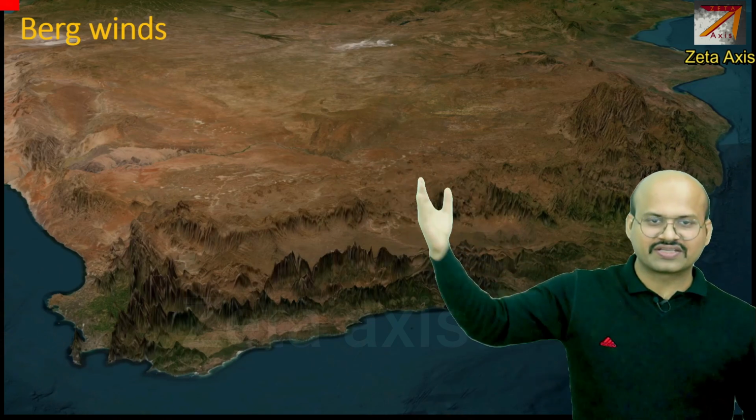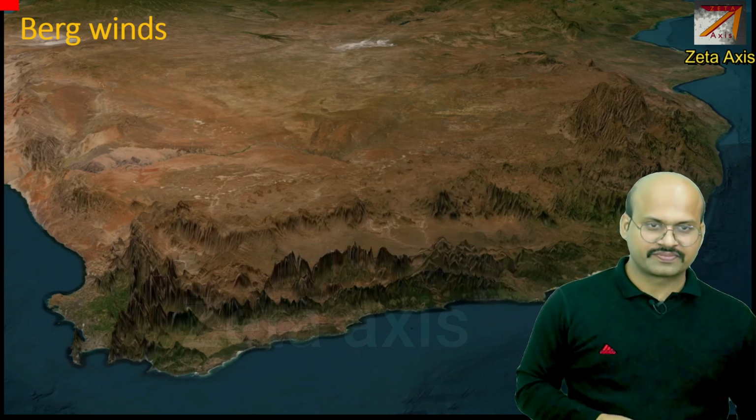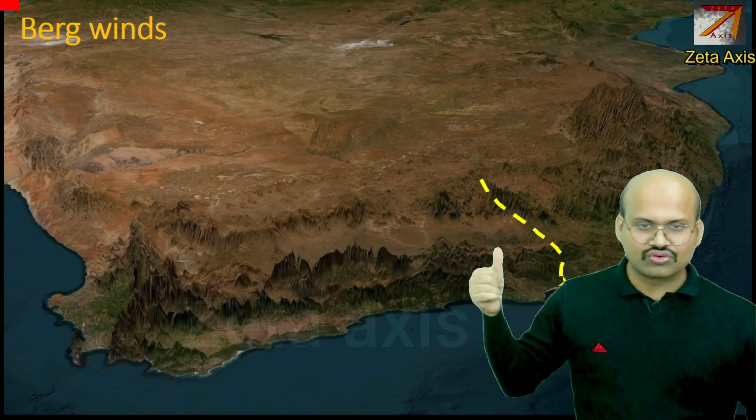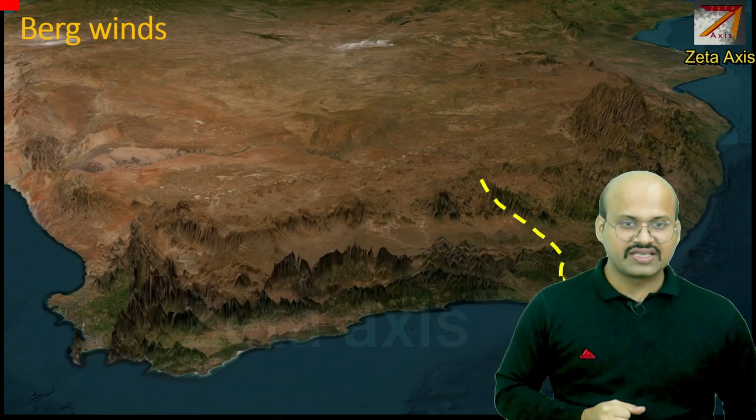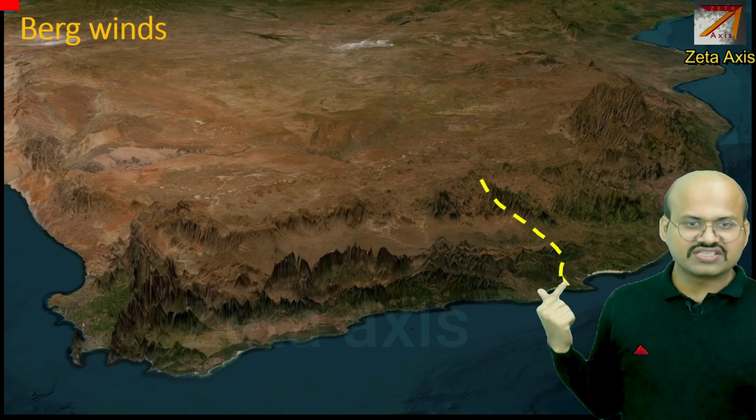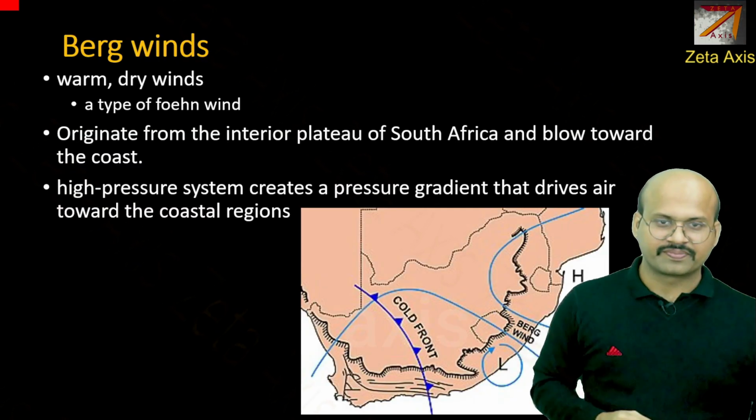Here there is high pressure and here there is low pressure. And when it is trying to do so, it has to descend over here. It descends and it again gets adiabatically heated, thus increasing the temperature in this region.